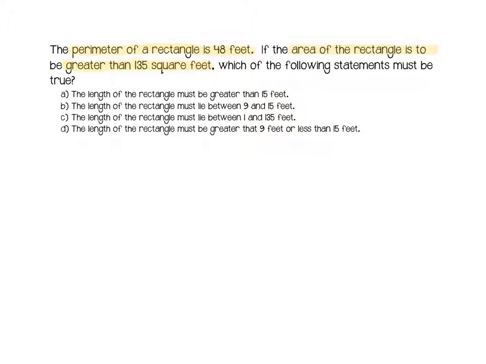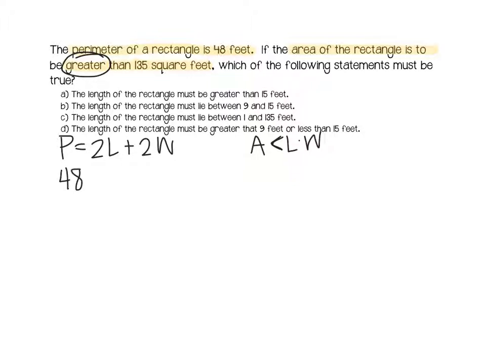So I'm going to write down what I know. I know that perimeter is equal to 2 times the length plus 2 times the width, and I know that area is equal to length times width. But I also notice in the problem that it says that the area must be greater than 135 feet. So I'm also going to go back and fill in the other things I know. I know that perimeter is 48, and I also know that area, 135 is less than length times width.